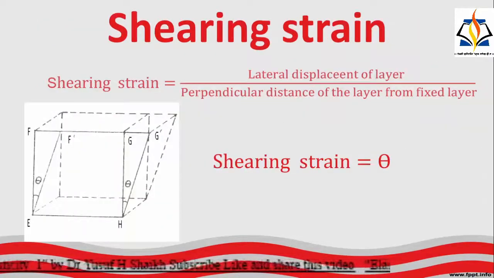Shearing strain. When the applied force does not produce a change in the size of a body, but produces a change in its shape, the strain is called shearing strain. For example, let EFGH represent a section of a block kept on a table. The lower surface EH is fixed, and a tangential force is applied to its upper surface FG. The various layers are displaced relative to each other.